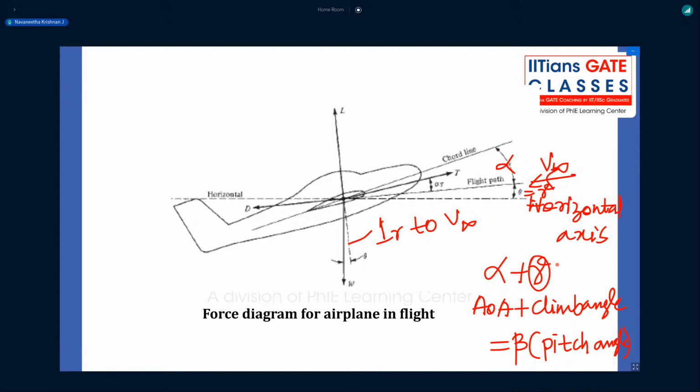In Anderson, gamma is referred to as theta. So alpha plus theta is nothing but beta. Beta is your pitch angle.